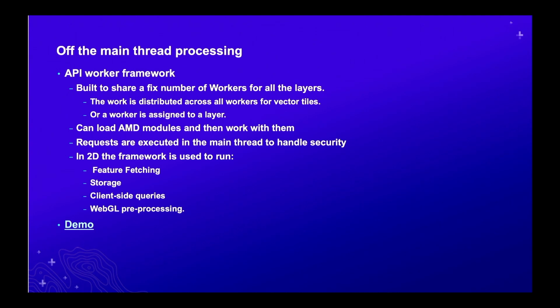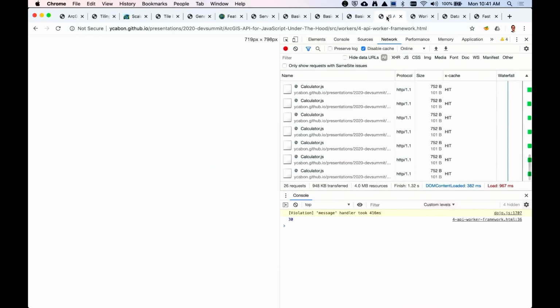So in 2D, we use this framework to do all the feature fetching, all the storage of those features, and execute all the client-side queries. You can execute very complex client-side queries, and it will run just fine in your web browser. And then processing all those GIS features for creating the WebGL data structure that Yaron was talking about. So let's run a quick demo about the worker framework.